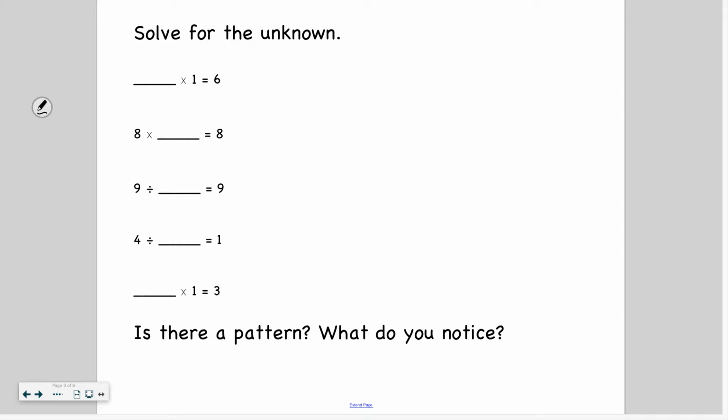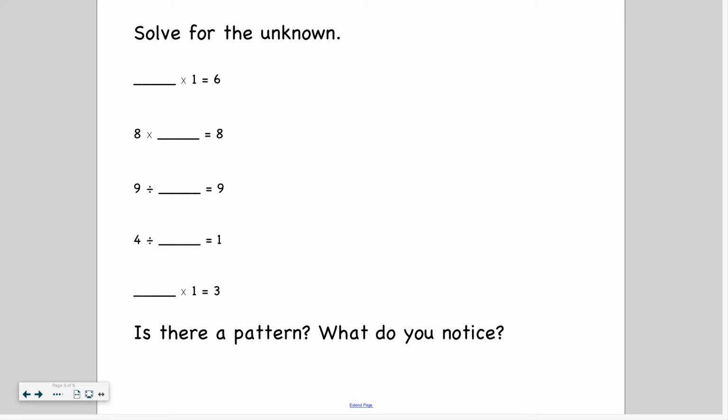And then when you're done solving, I want you to notice any patterns or anything that you notice. And keep it in your mind, because towards the end of the video, I'm going to tell you the pattern. Hopefully, you're right. So pause now, solve these, and keep in mind any patterns or anything that you noticed as you were solving.